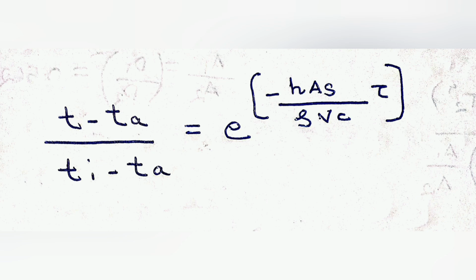T is the temperature of the body at any time. Ta is the ambient temperature. Ti is the initial temperature. Ta is the ambient temperature. h is the convective heat transfer coefficient. As is the surface area. Rho is the density of the solid. V is the volume, c is the specific heat, and tau is the time. This equation is also available in the data book.